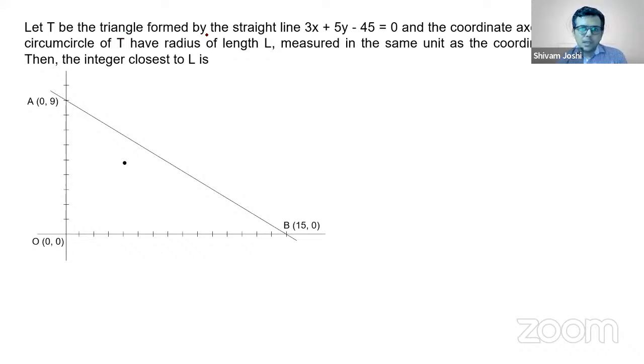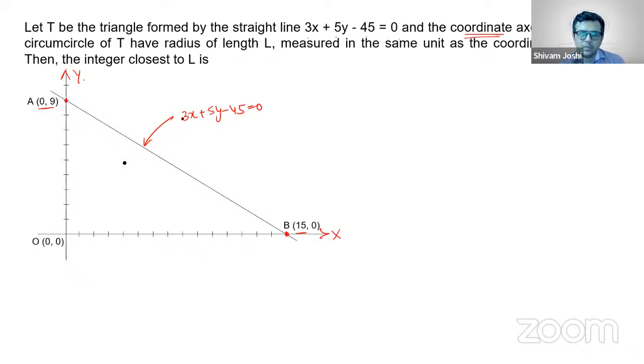Let T be the triangle formed by the straight line 3x plus 5y minus 45 equal to 0. So this is the line 3x plus 5y minus 45 equal to 0, right? And the coordinate axis. So this is your x-axis, this is your y-axis, right? And this line will cut the axis in these 2 points, right? These we can figure out by taking x equal to 0 and y equal to 0 respectively, right?